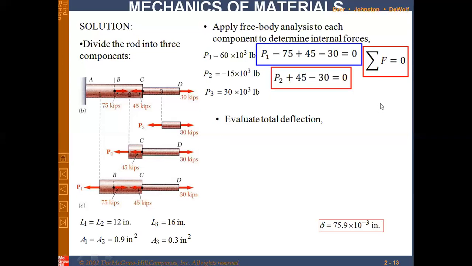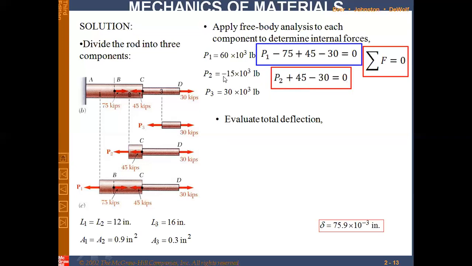So again, I'm applying the condition of equilibrium on this segment. Sigma F is equal to 0. So P2, I'm taking this direction as positive. So plus P2 plus 45 and minus 30 is equal to 0. And the only unknown is P2. After calculation, we come up with P2 equal to minus 15 into 10 raised to power 3 pounds.